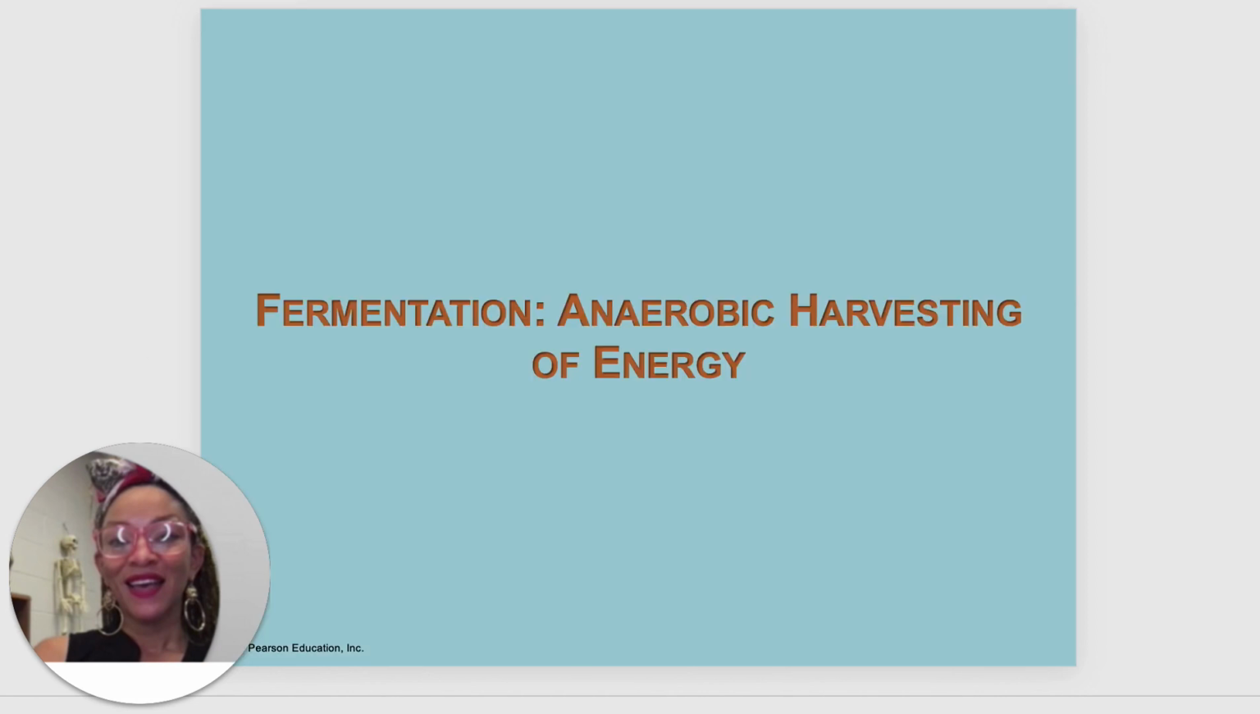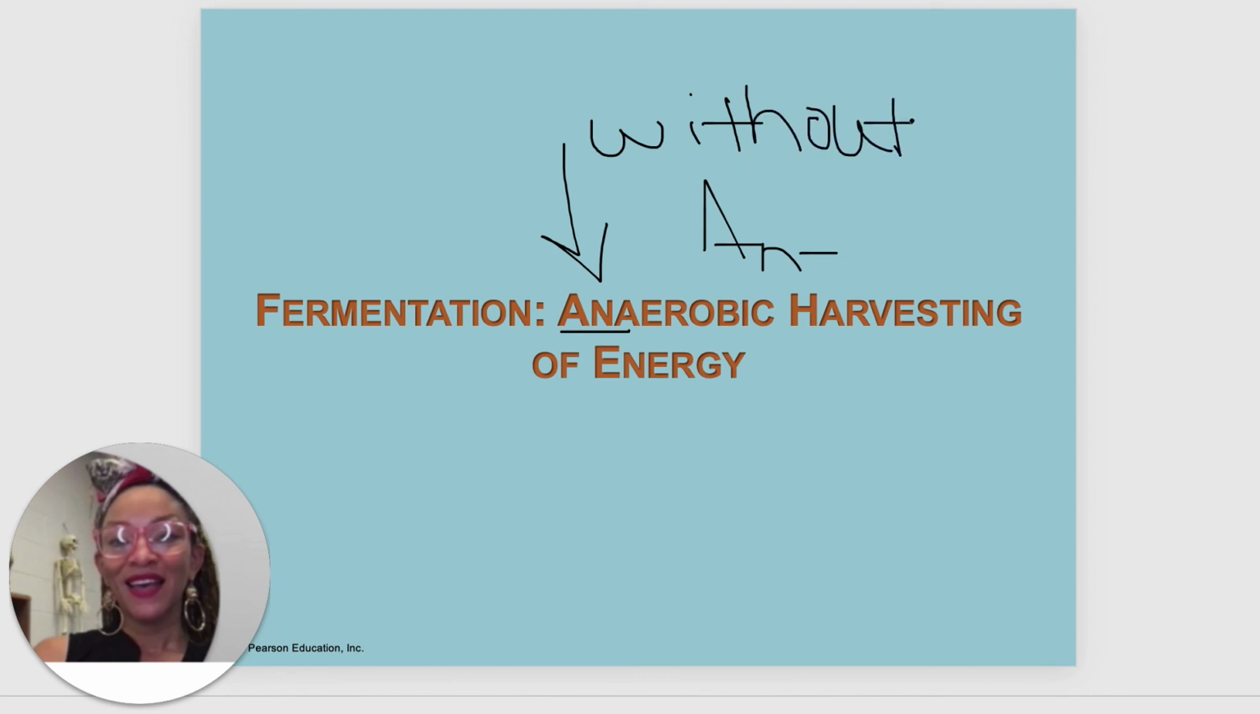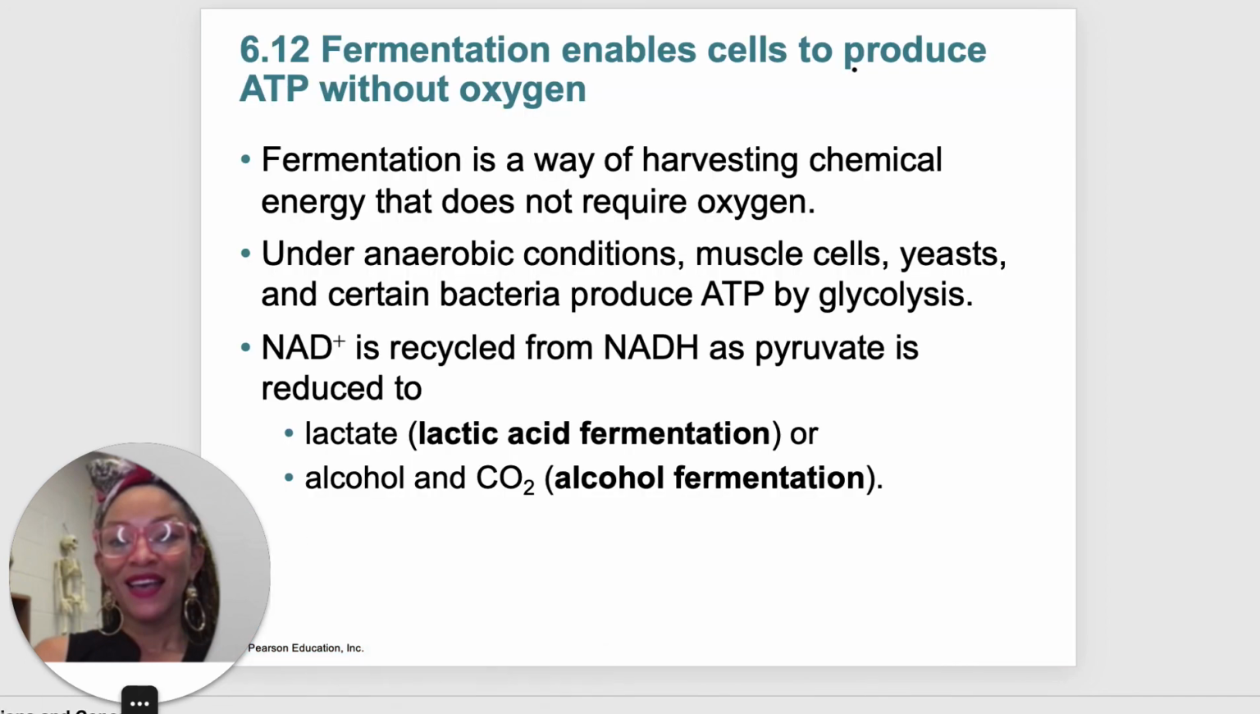All right, last part of the chapter, we're going to talk about what happens if we do not have oxygen present. Fermentation is anaerobic. Anytime you see that prefix an, it usually means without something or lacking something. This typically occurs in an environment where there is no oxygen or very low oxygen content. So fermentation is a way of harvesting chemical energy or producing ATP that does not require oxygen.